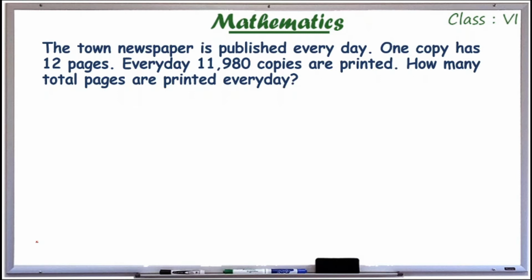For example, if one packet of biscuit costs 20 rupees, then what is the price of 5 packets of biscuits? You have to multiply 20 into 5. Like that, you have to find the total number of pages by multiplying 11,980 and 12.